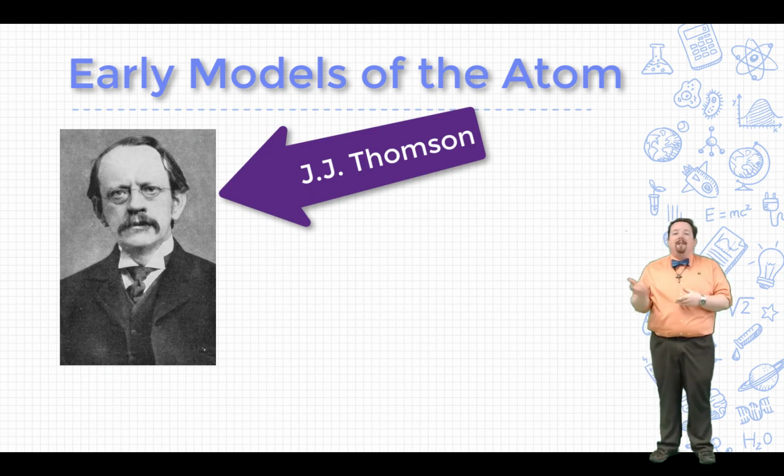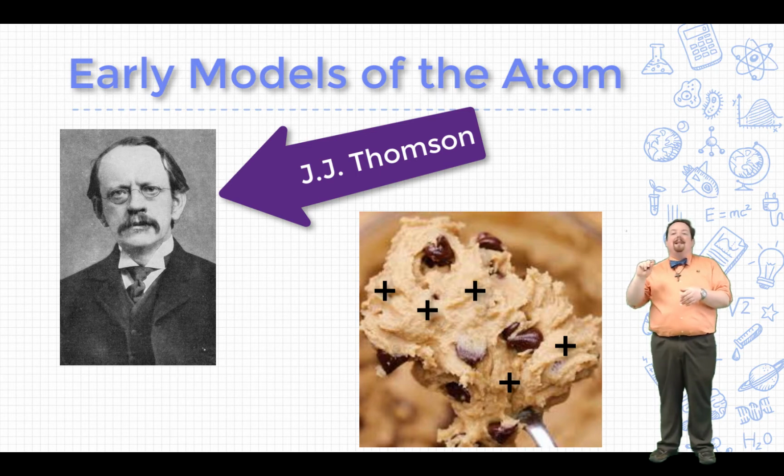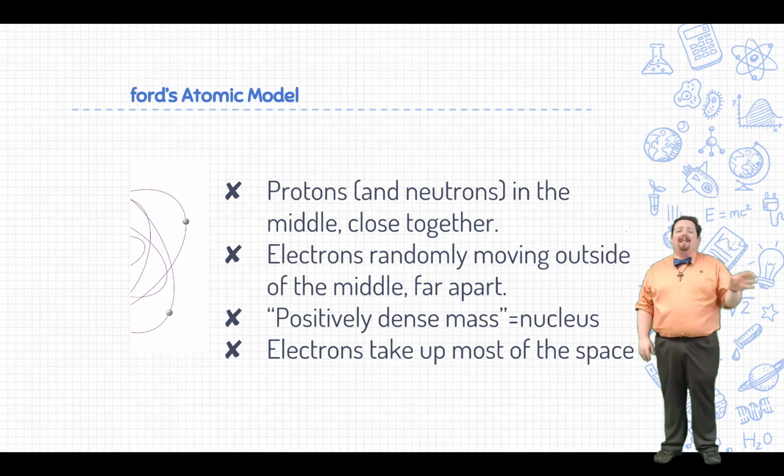Later on, we had a guy named J.J. Thomson perform some experiments and realize that that little particle had some negative and positive charges to it. His model of the atom looked a lot like chocolate chip cookie dough. In this case, the doughy goo of the cookie dough would be the positive material, and the chocolate chips would represent the negative material.